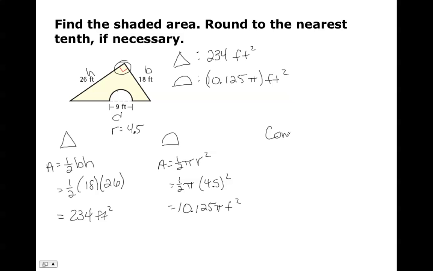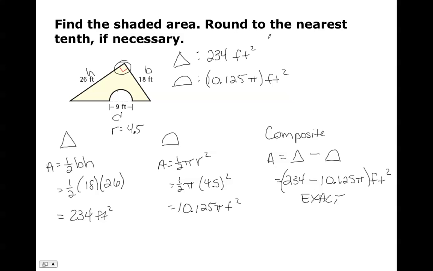Now to find the composite figure, remember before we didn't have any areas missing. Well, now we have the semicircle taken out of the triangle, so to find the area of the composite figure, we have to take that triangle and subtract out the semicircle. So when we substitute in our information, we have 234 minus 10.125 pi, and you could leave this as your area in feet squared. This is the exact.